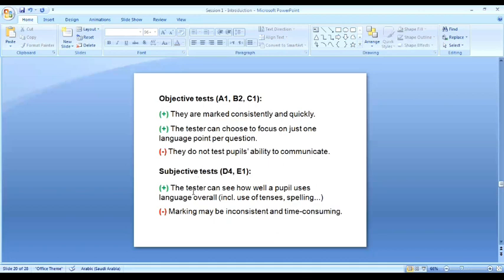The tester can see how well a pupil uses language overall. Yeah, this is the advantage because you ask the pupils to write, to speak, you know. So this is the subjective and this is the advantage. Marking may be inconsistent and time consuming. This is subjective and this is a disadvantage. Why? Because correcting the test, marking speaking, marking writing, it takes time, not like multiple choice, not like matching, not like true, false. So it takes time, it's time consuming.